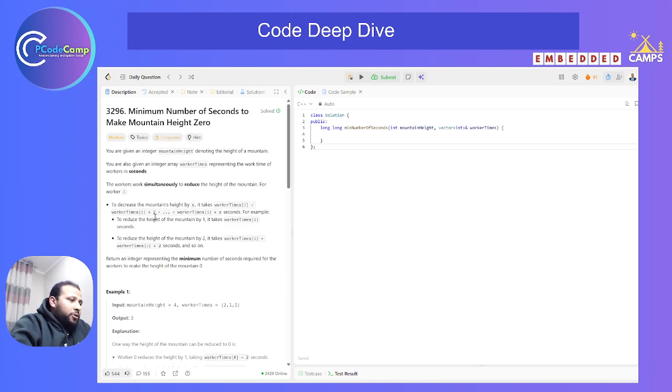We have a mountain of height h, for example, and there are n workers. Each with the time factor workerTimes of i, and the time for a worker to reduce k units is workerTimes[i] multiplied by 1 plus 2 plus up to k, which equals workerTimes[i] multiplied by k times (k plus 1), divided by 2. All workers work simultaneously, so the total time is the maximum time any worker takes, and we want to minimize this maximum time.